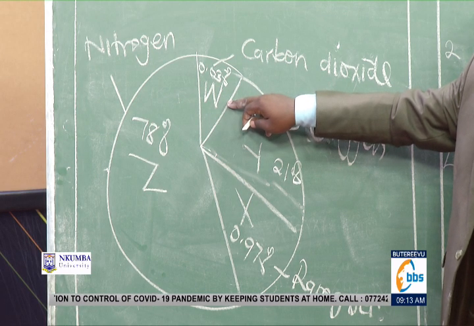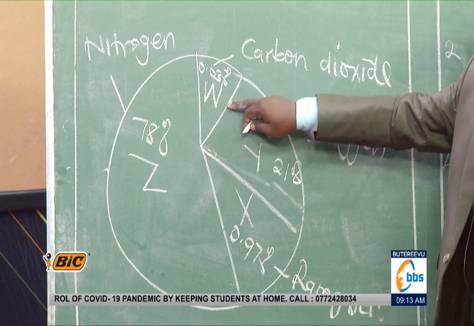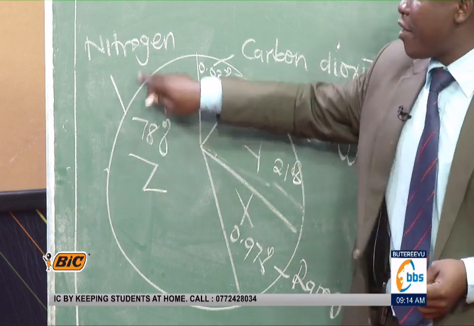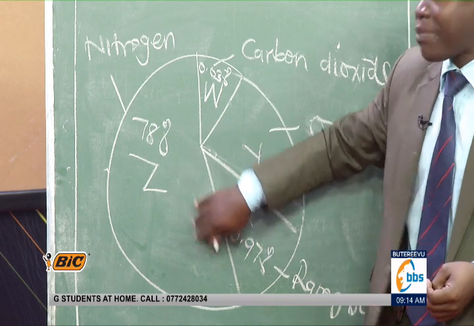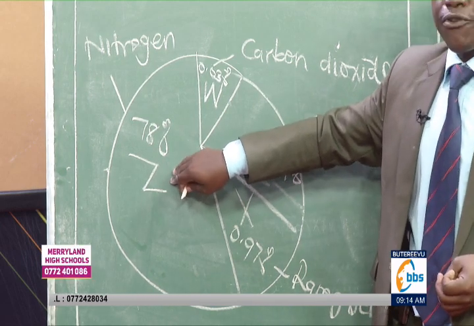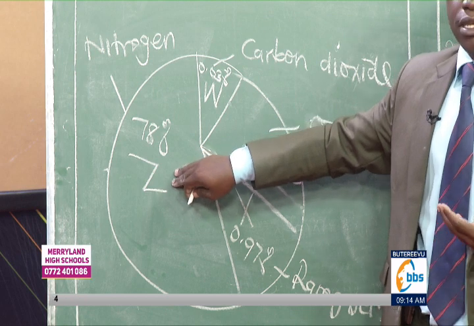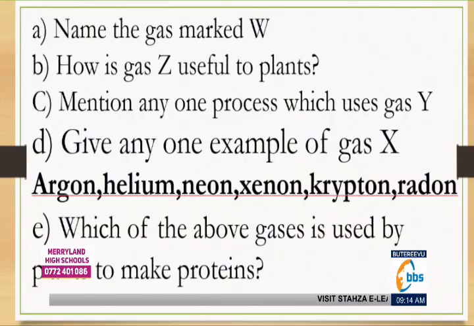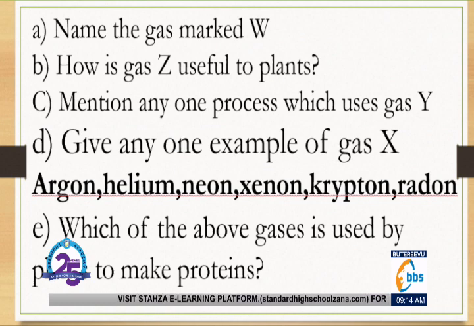And how is gas Z useful to plants? Z, of course, that is nitrogen with the biggest part. Okay? So, Z is nitrogen. Plants use nitrogen to make plant proteins. All right? Another question, mention one process which uses gas Y. And gas Y is oxygen.